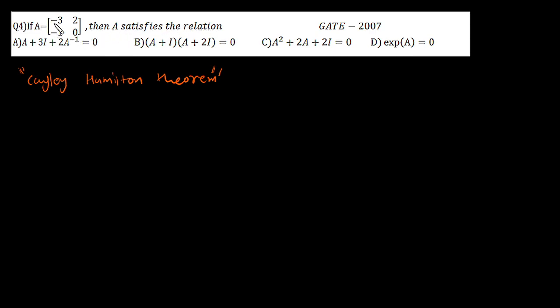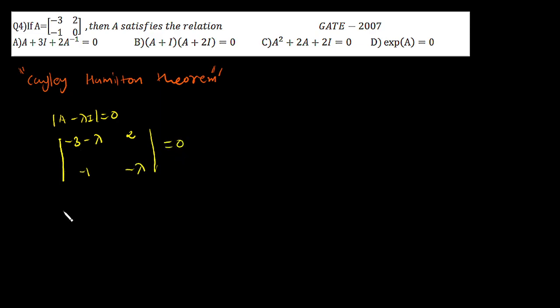So now first of all we have to form the characteristic equation for this matrix A. Let's form the characteristic equation with the help of the determinant of A minus lambda I, and you have to equate this determinant equal to 0. So let's form the determinant. Here I am getting minus 3 minus lambda, 2 as it is, minus 1, and here minus lambda, and I have to find the determinant and equate it to 0.